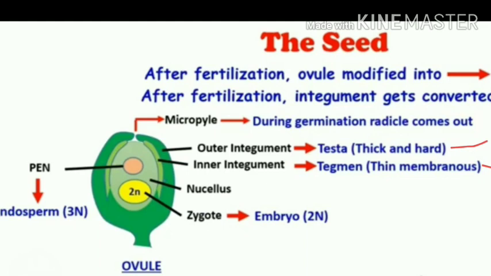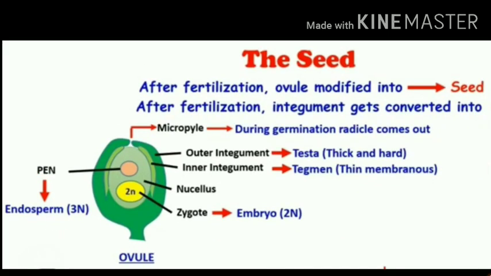After fertilization, the zygote develops into the embryo. Also after fertilization, the PEN develops into the endosperm. Try to understand, fertilization is nothing but the fusion of the male gamete with the female gamete, and the ovule contains the female gamete. Based on the presence of endosperm, dicotyledons and monocotyledons are differentiated.